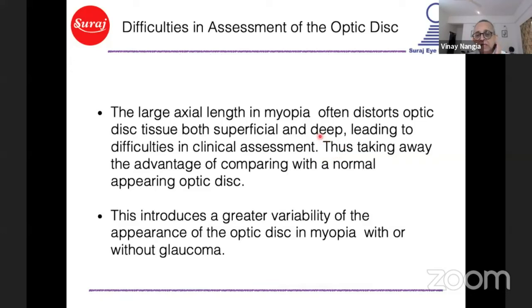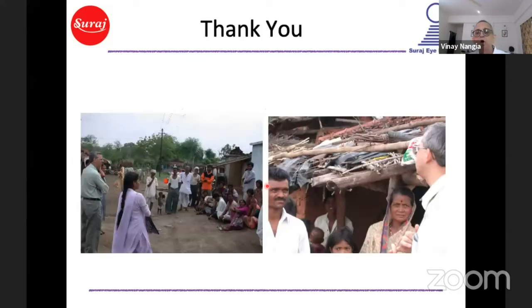So the large axial length in myopia often distorts optic disc tissue, both superficial and deep, leading to difficulties in clinical assessment, thus taking away the advantage of comparing with the normal appearing optic disc. And this introduces a greater variability of the appearance of the optic disc in myopia with or without glaucoma.